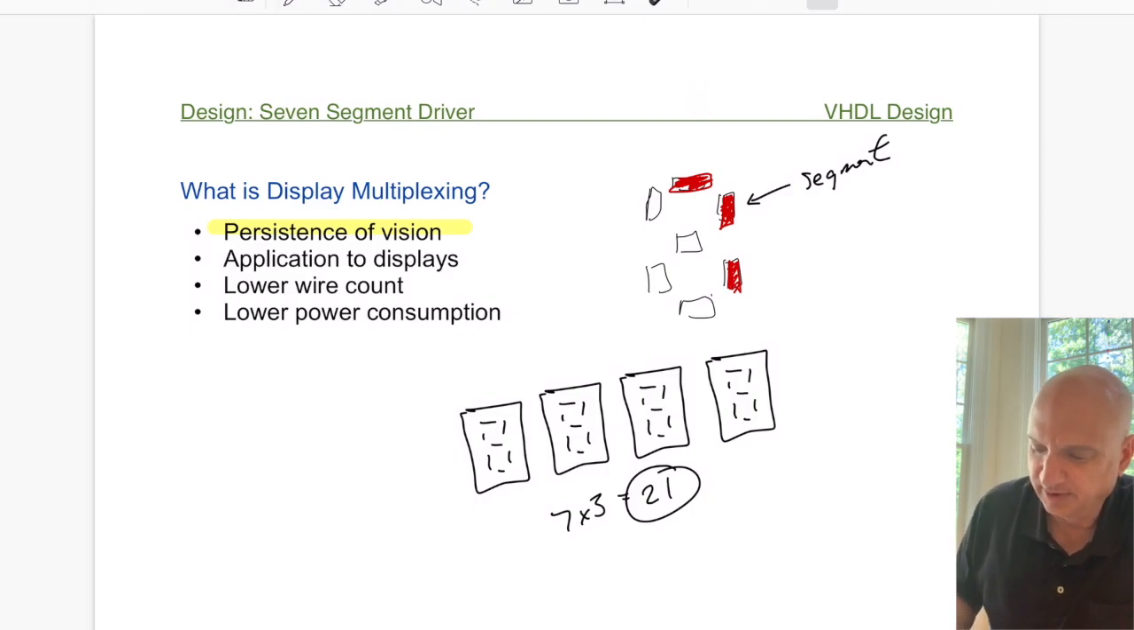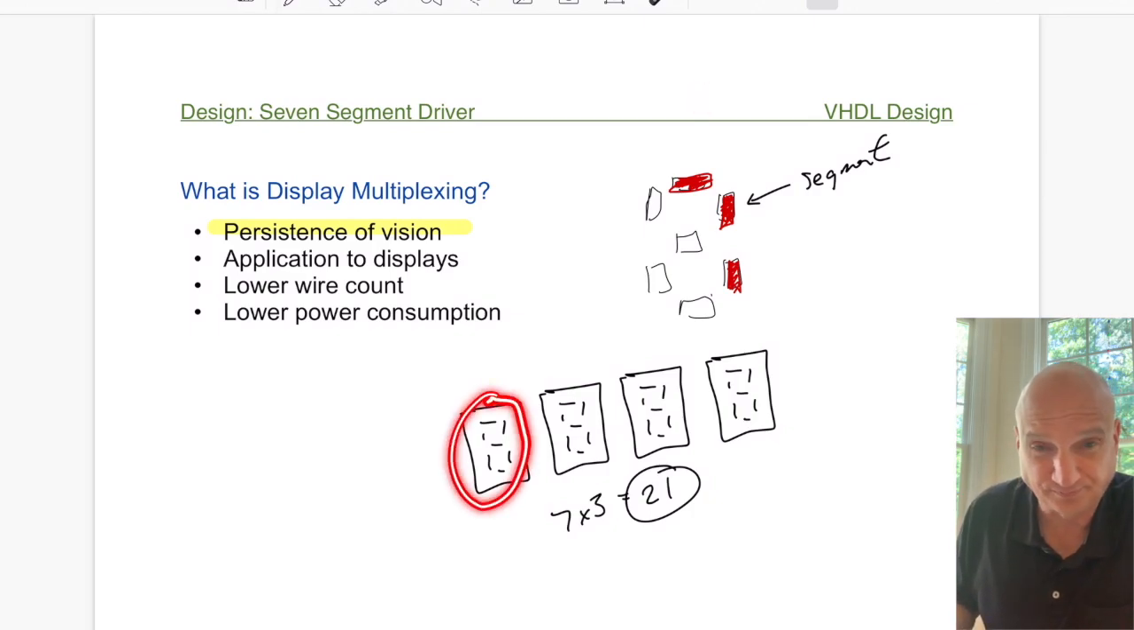There we go. So if we light this one up, then when that goes away, we'll light this one up. Then that one goes away, light this one up. That'll go away, and this, and that'll go away.